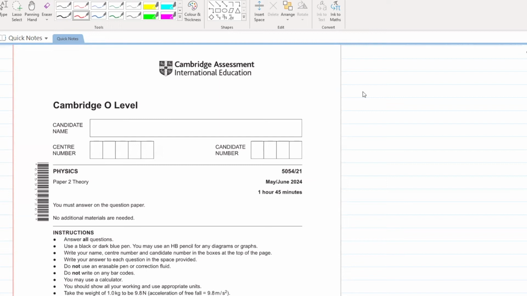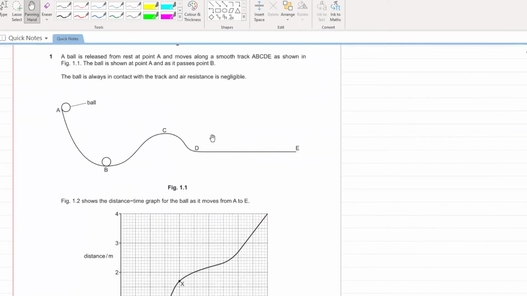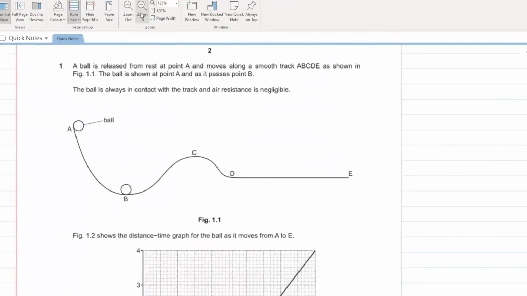May June 2024, paper 2, variant 1 is your paper. So let's start with this paper. So let's see the first question.